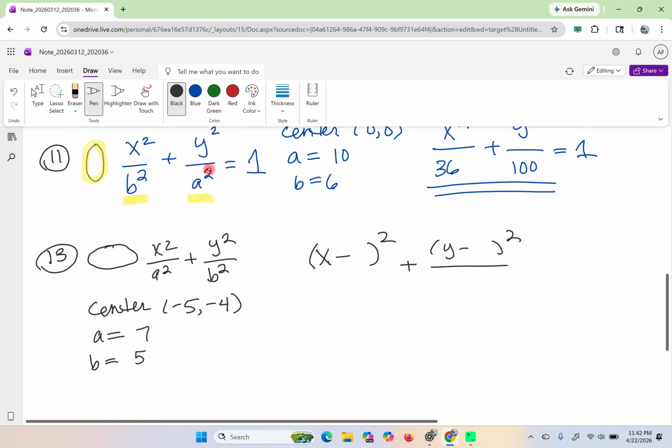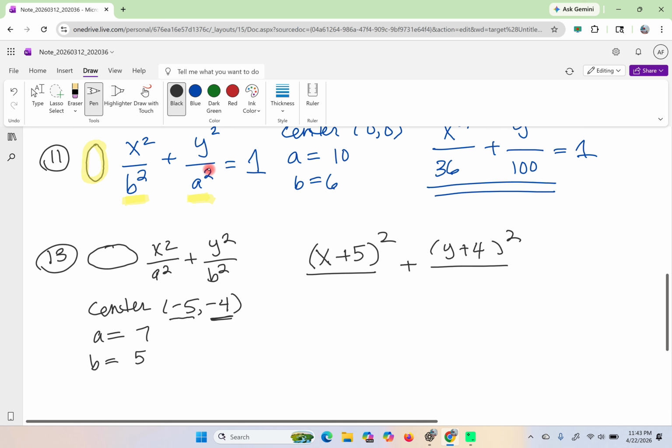And we fill this in with our h and k. So -5 is h. So this is x minus -5. It's going to become a positive. And then this is our k value. So it's y minus -4. This becomes positive.